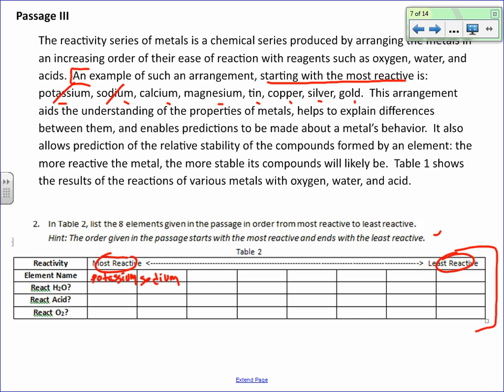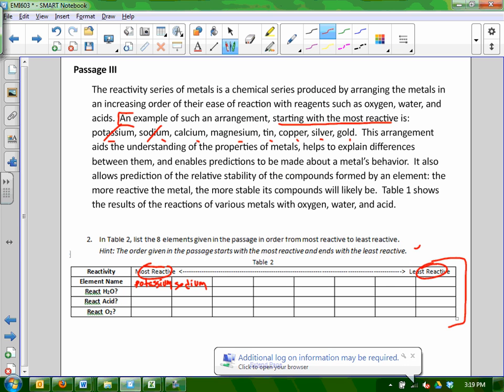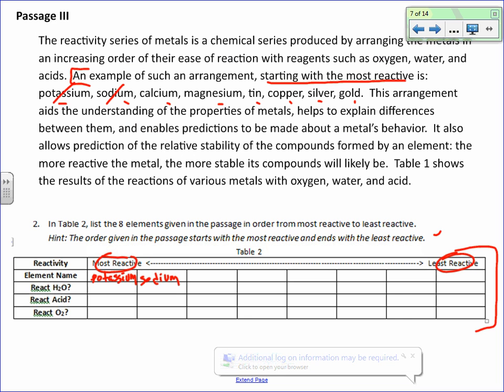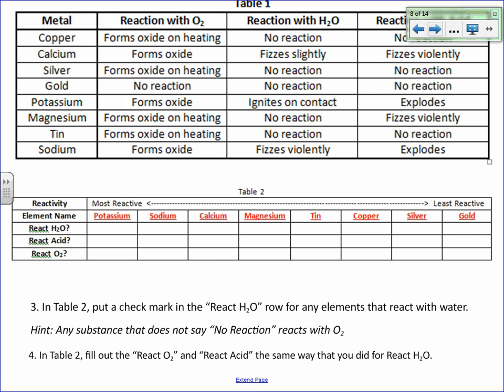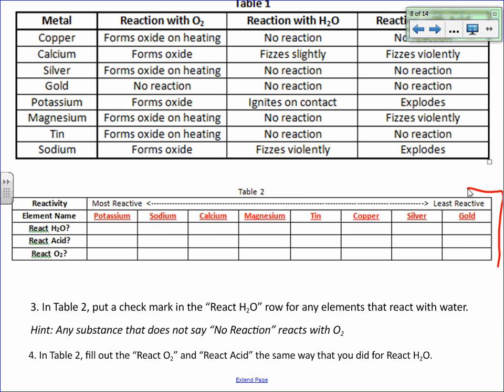When you're done filling in the table, press play to go through the answers to make sure you have them in order. All right, at this point, you should be pressing play if you're ready to go through the order. You should end up with a table that looks like this one right here. It should start with potassium, then have sodium, then calcium, then magnesium, then tin, then copper, then silver, then gold. All right, so our most reactive substance is potassium, and our least reactive substance should then be gold.